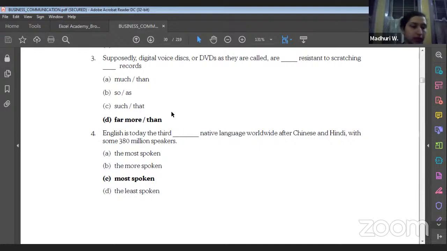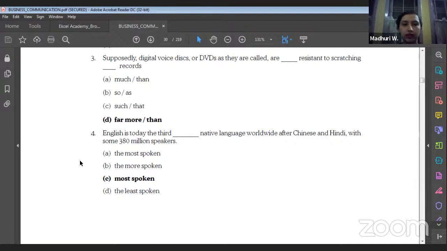So what could your answer be here for number three? Supposedly, digital voice discs or DVDs as they are called are dash resistant to scratching dash records. Yeah, far more than. Very good. Far more in this blank and than in this. Good job. The fourth one now.